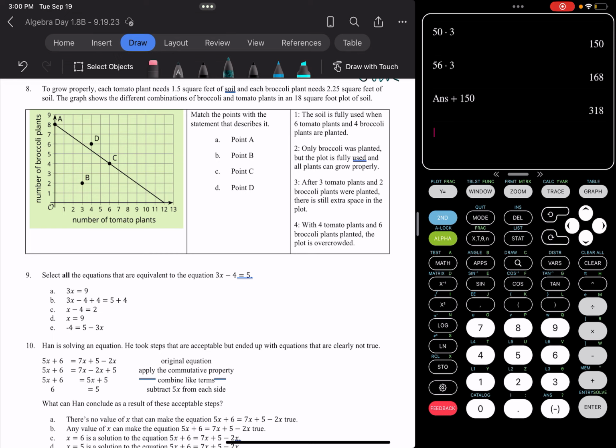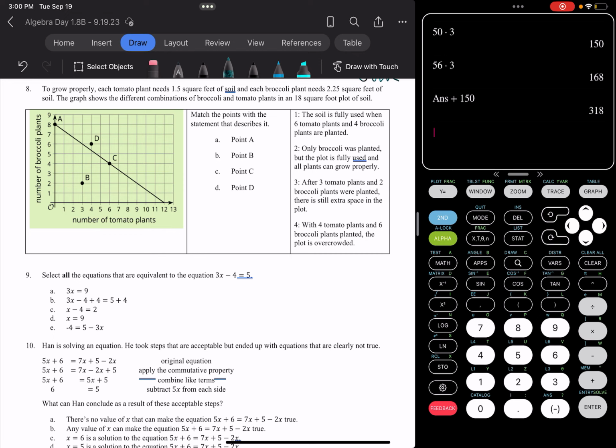All right, number 8. To grow properly, each tomato plant needs 1.5 square feet of soil, and each broccoli plant needs 2.25 square feet of soil. The graph shows different combinations of broccoli and tomato plants in an 18 square foot plot of soil. Match the points with the statement that describes it. So we're looking for A, B, C, D, and we're matching to the right 1, 2, 3, 4.